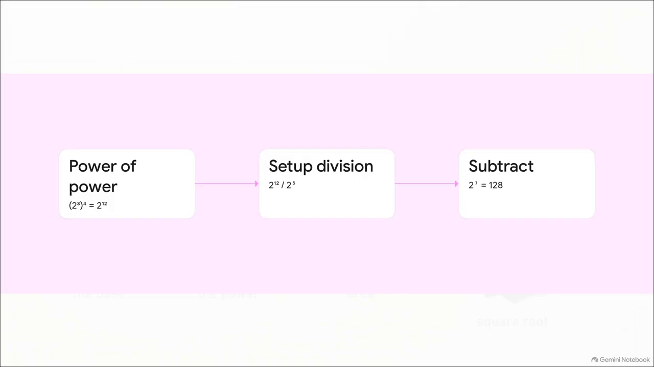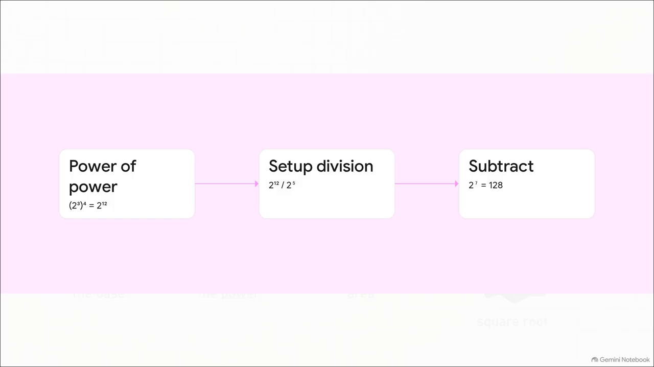Let's watch these rules tag team a more complex problem. Say we need to simplify 2 cubed raised to the 4th power, and all of that is divided by 2 to the 5th. Step 1. Apply that power of a power rule on top. 3 times 4 is 12, giving us 2 to the 12th.